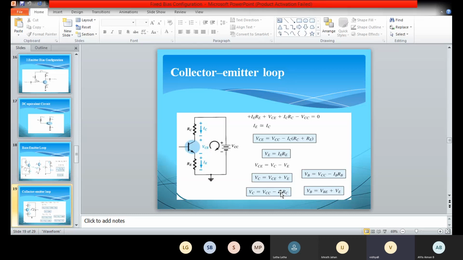First, the main thing is, from the base emitter loop we need to find out the base current, and from the collector emitter loop we need to find out VCE. Those two equations are more important for this.